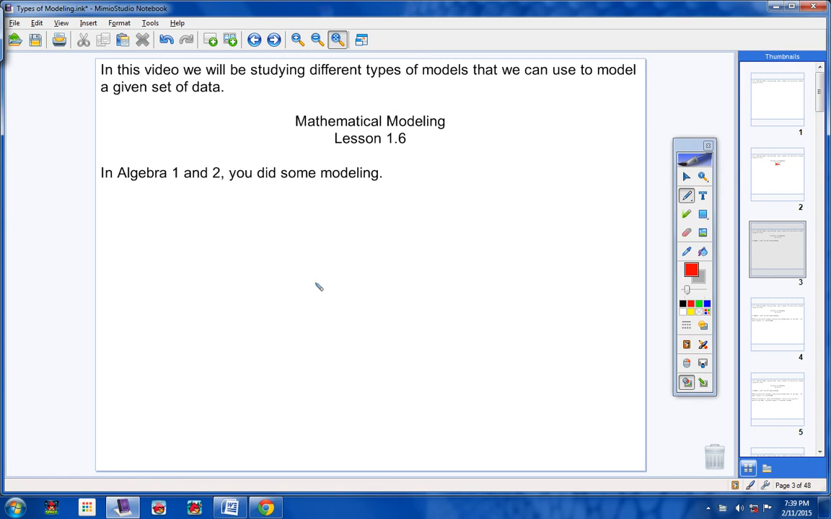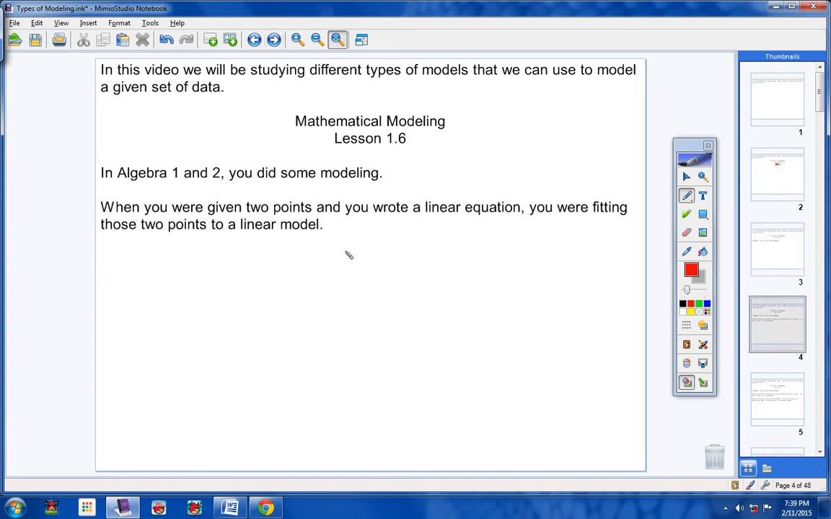Now, in Algebra 1 and Algebra 2, you actually did some modeling. Let me refresh your memory. Remember, you were given 2 points, and you wrote a linear equation. When you did this, you were fitting those 2 points to a linear model, and the model that you usually used in Algebra 2, although there were others, but this is the main one that you used right here.